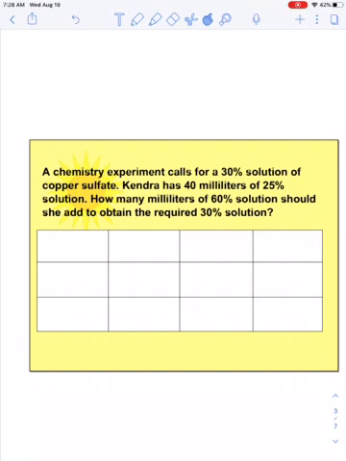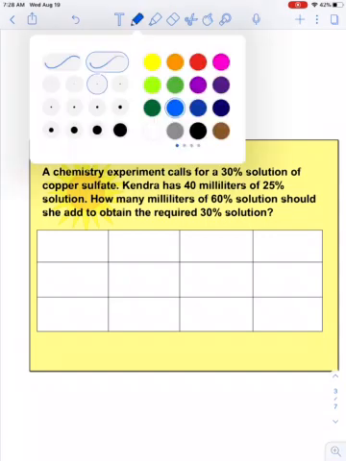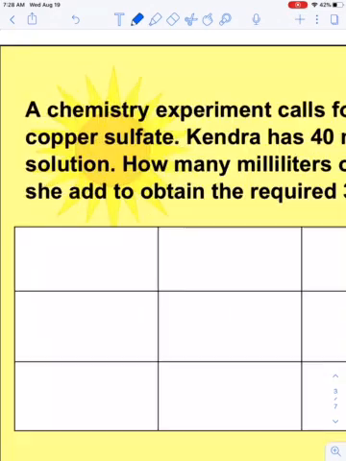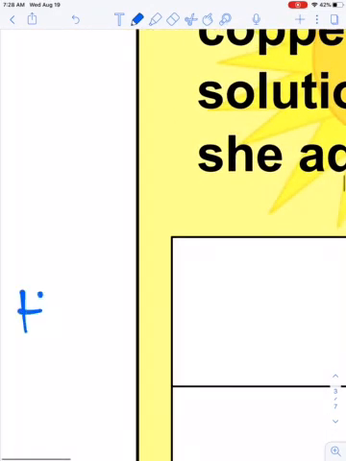So here's the trick with this. It is all copper sulfate. It's all the same liquid. It's just different strengths of it. So you're not going to write copper sulfate anywhere because it doesn't do you any good, because it's all copper sulfate. The only thing you care about are the percentages of it. How strong are they? Because that's what we're trying to work with.